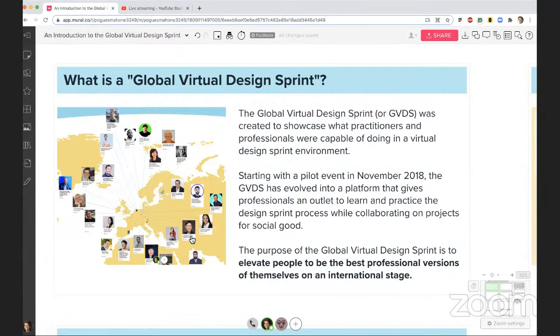Originally, it was just an experiment, and it's grown now to an international event where we have about 150 professionals every single time going through various challenges that people submit, as well as ones that we are now going to be participating in from other organizations. I'll get to that in a second. But the whole purpose of doing the GVDS is essentially to put professionals on an international stage to showcase the best possible work that they can do. It isn't necessarily just to explore a challenge, that's part of it, but my goal is to showcase people and their abilities so that they can move themselves ahead professionally in a meaningful way.